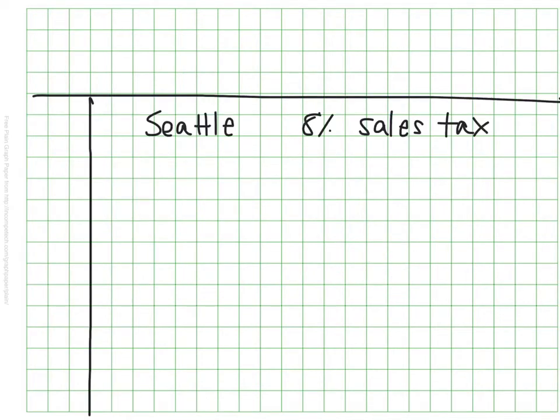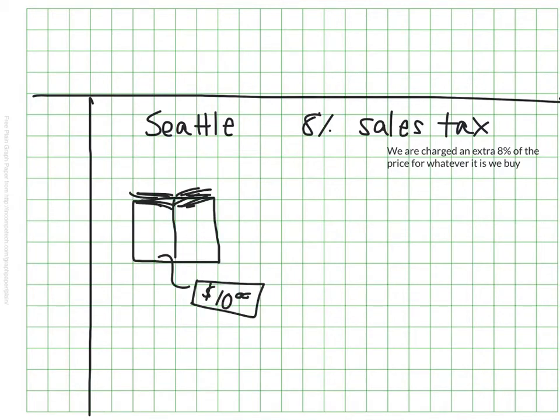So let's say we go to Seattle, and there's an 8% sales tax. Well, what does that mean? What it means is that we have to pay an extra 8% of the total price of whatever it is that we're buying, right? So let's say there's a book at the store for $10. To pay for this, we actually have to pay the $10, but we also have to pay 8% of the $10 as well, right? That's going to be added on to our bill.